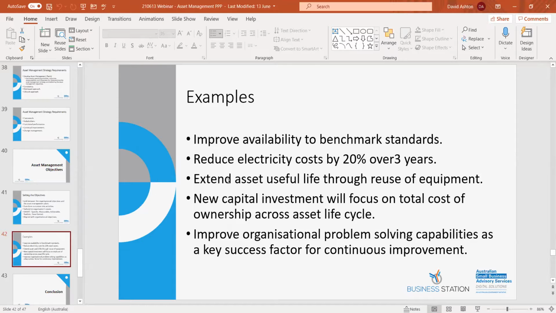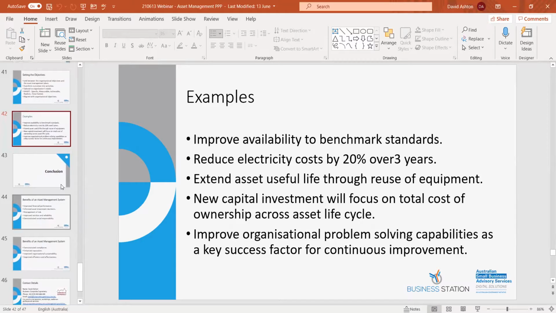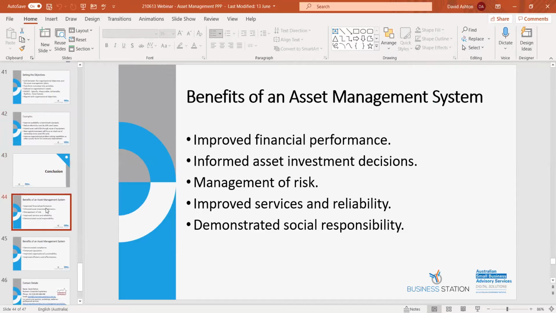So that's the presentation for this morning. Thanks for participating. In conclusion, I think the benefits of an asset management system are that it's going to improve financial performance. It's going to help you inform your asset investment decisions and manage risk. These standards are very risk-based now. It will improve services and reliability. So, the reliability of your assets is important.